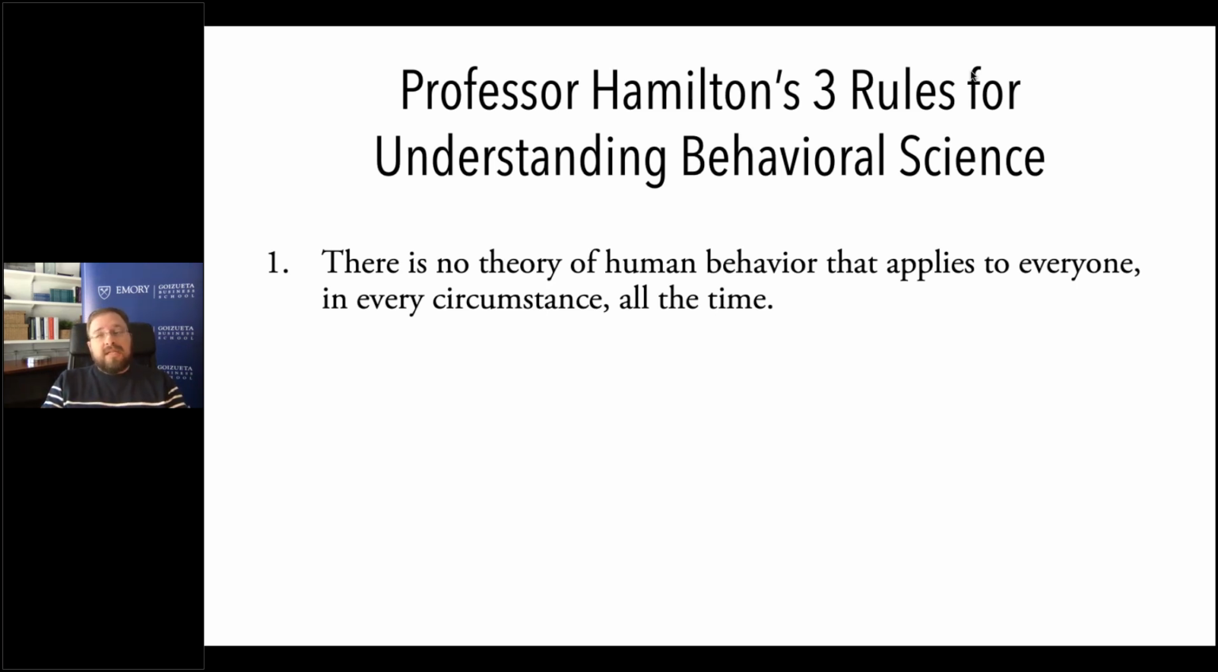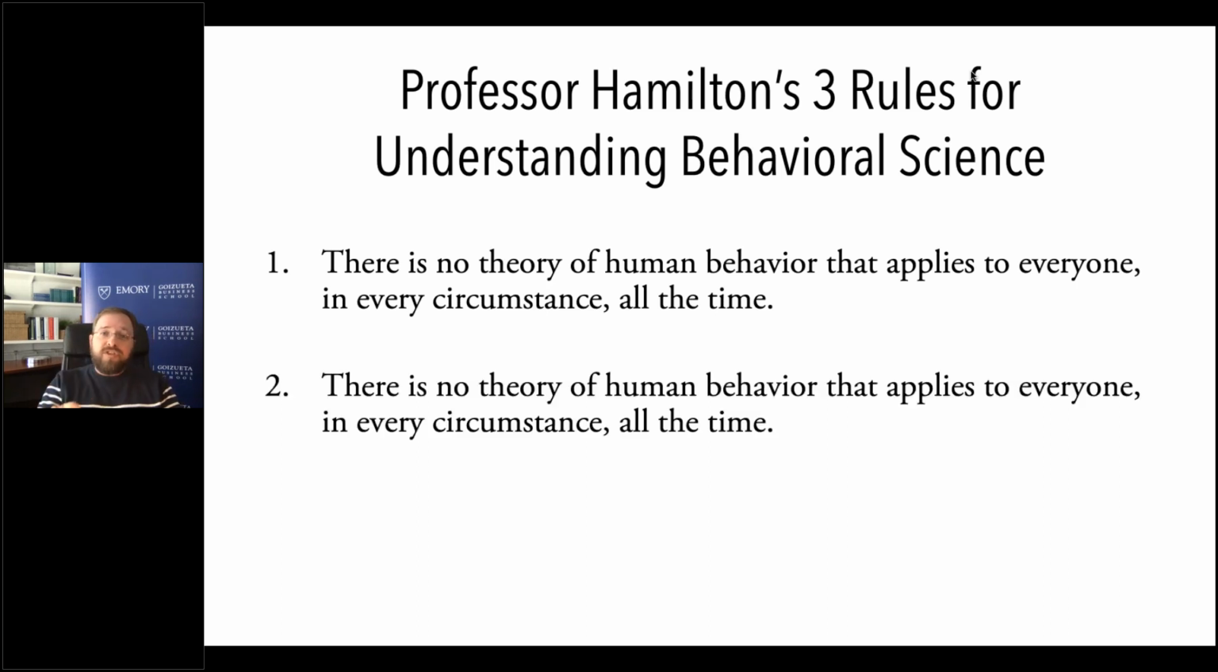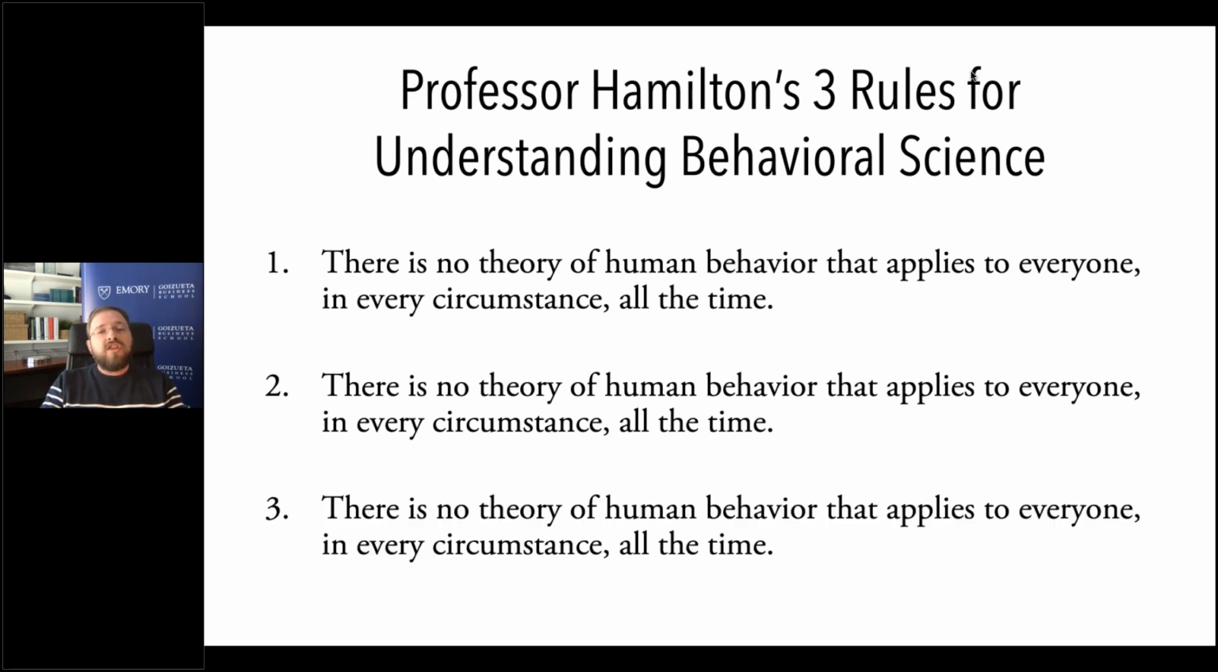In other words, they all have boundaries around them. The second rule is similar to the first. In fact, it's identical to the first. There is no theory of human behavior that applies to everyone all the time in every circumstance. Rule number 3, by this point you might see coming, there is no theory that applies all the time to everyone in every circumstance.